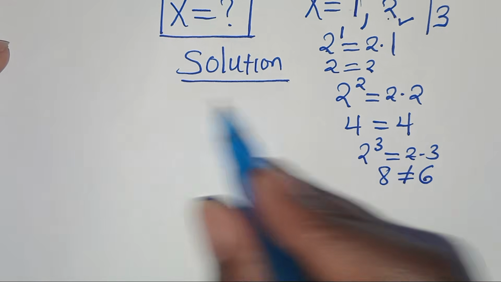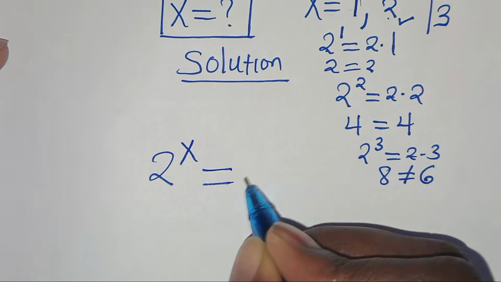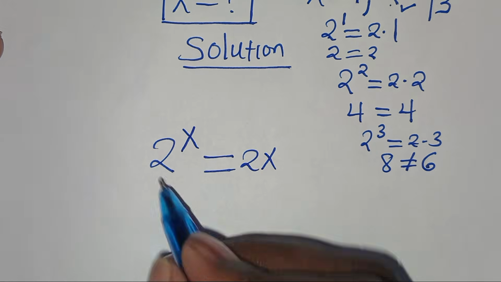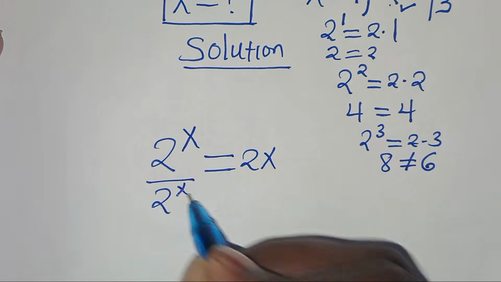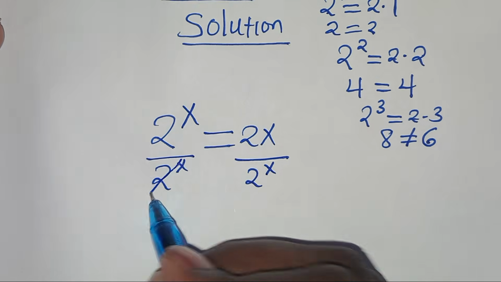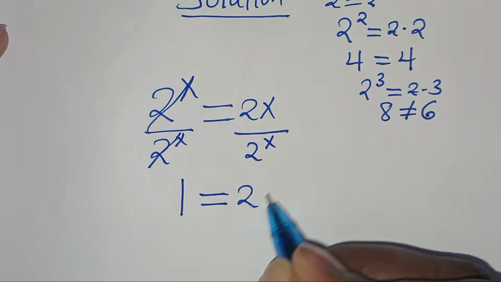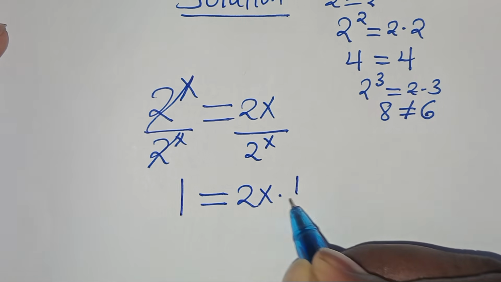Now let's provide the solutions here. So we have 2 to the power of x equal to 2x. The first step is to divide both sides by 2 to the power of x. So we simplify here, and this means that 1 is equal to 2x multiplied by 1 over 2 to the power of x.